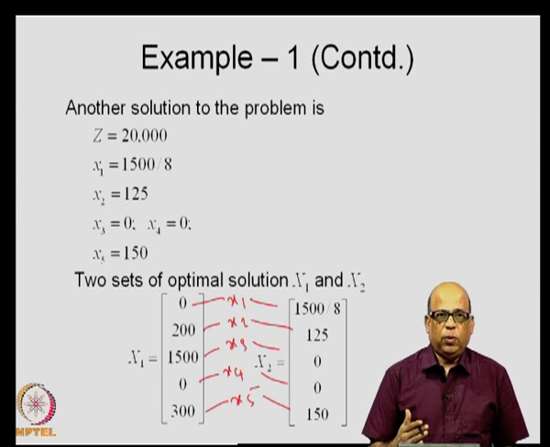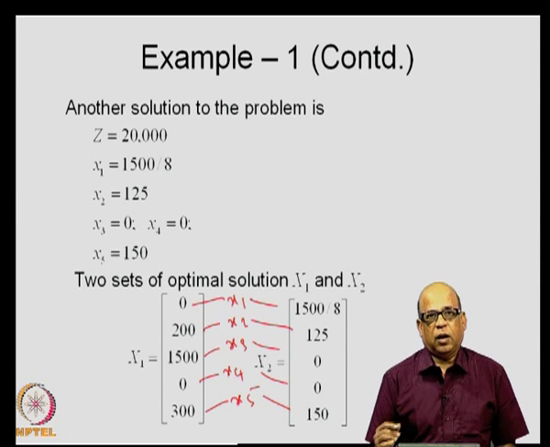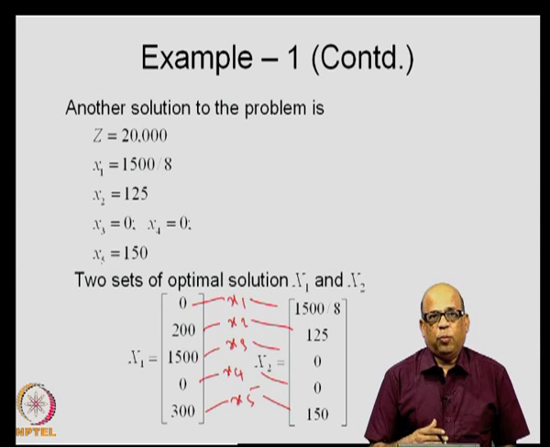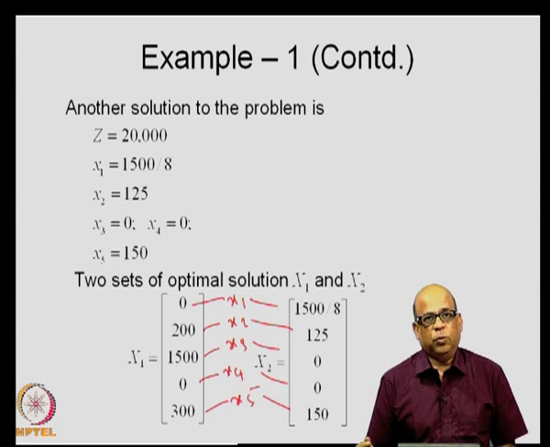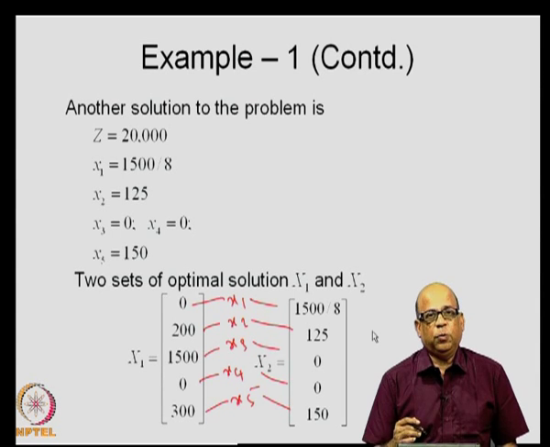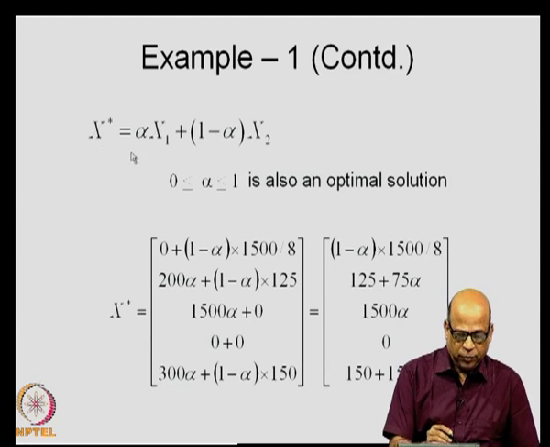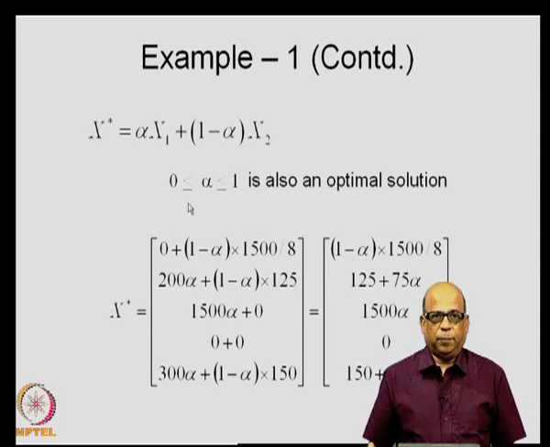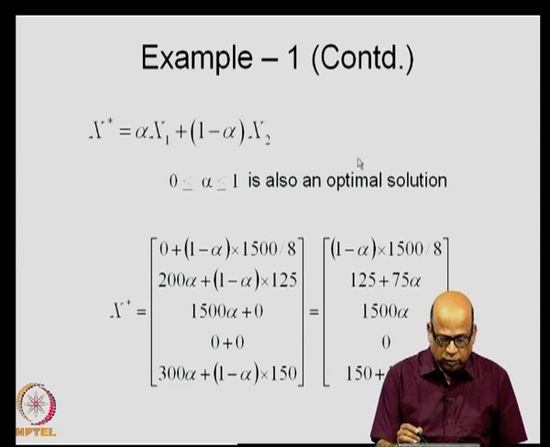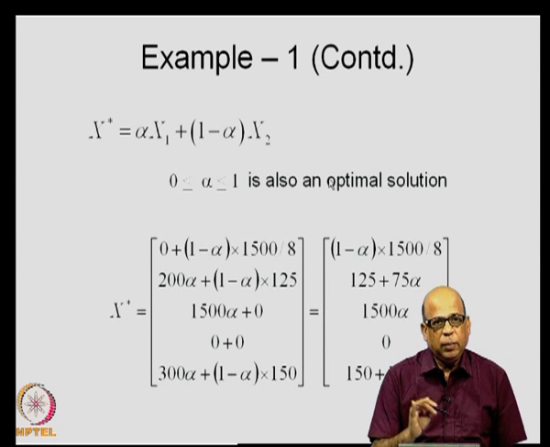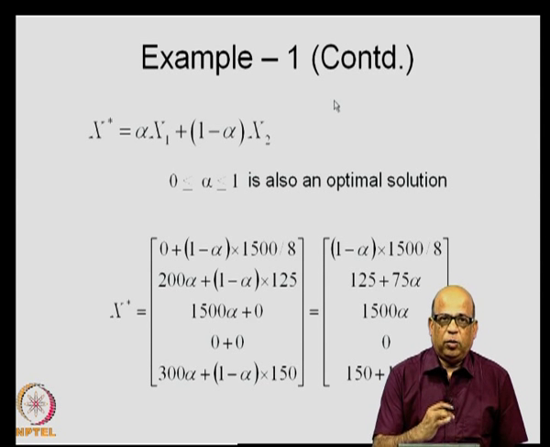We can formulate another solution, let us say X star, as a linear combination of these two solutions. Let us say alpha X1 plus 1 minus alpha X2. So, you can take a linear combination of these two and then write another set of solutions. So, we will write this as X star is equal to alpha X1 plus 1 minus alpha X2 for alpha being in the range 0 to 1. So, this is also an optimal solution. It gives you the same z value and it gives you a different point altogether.